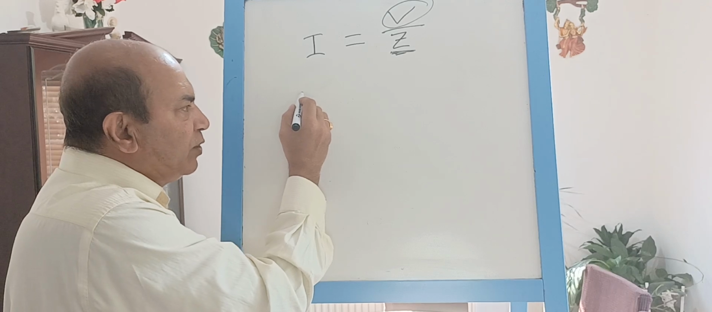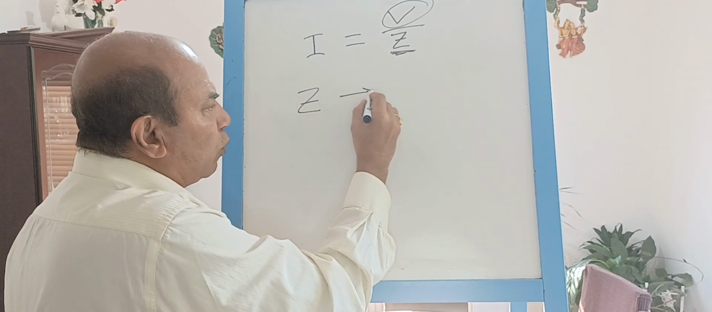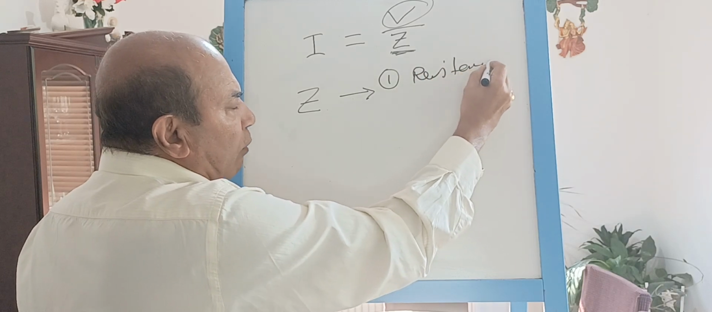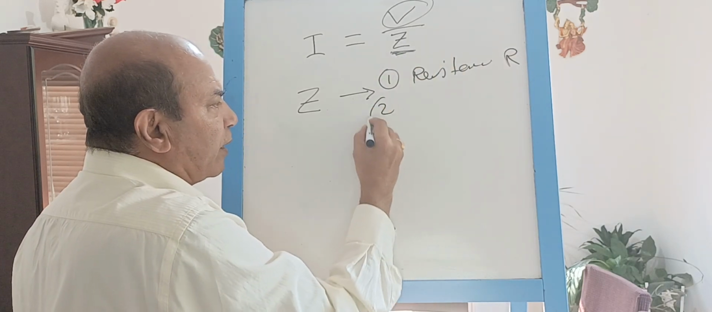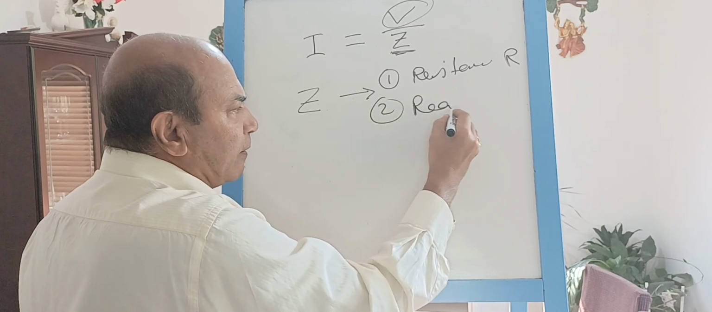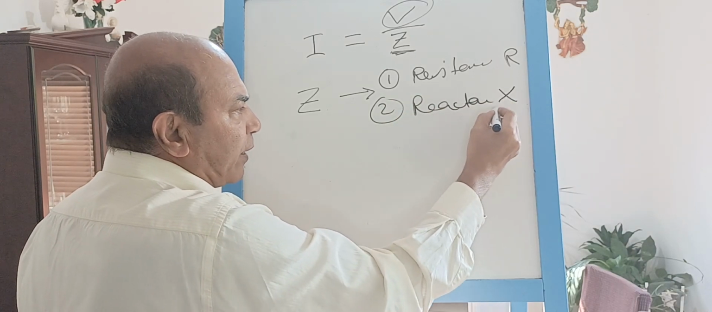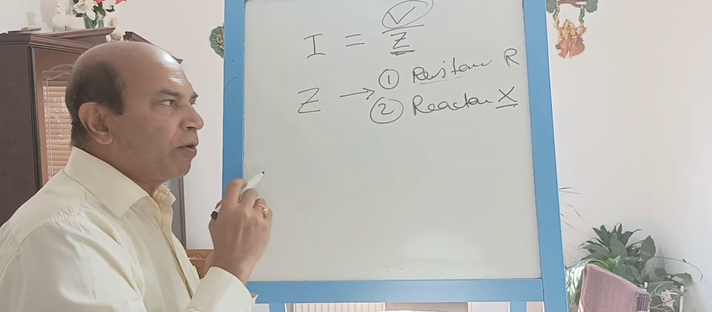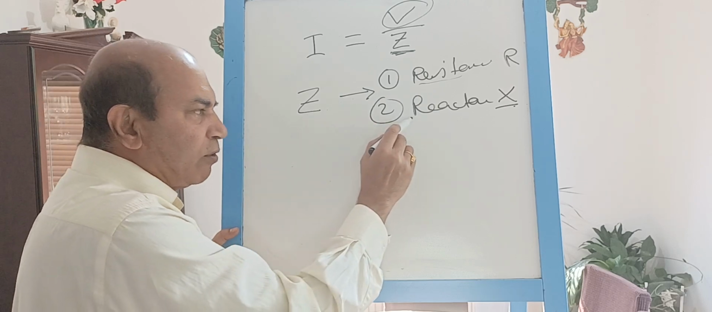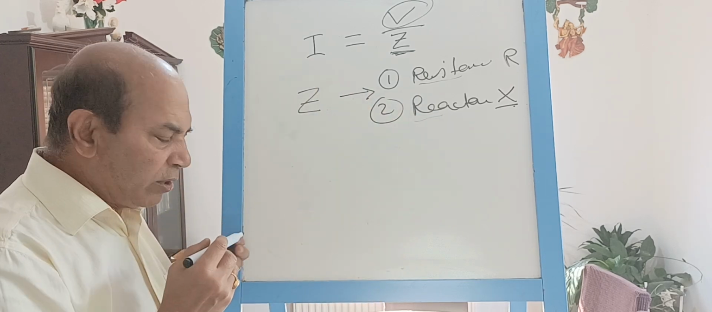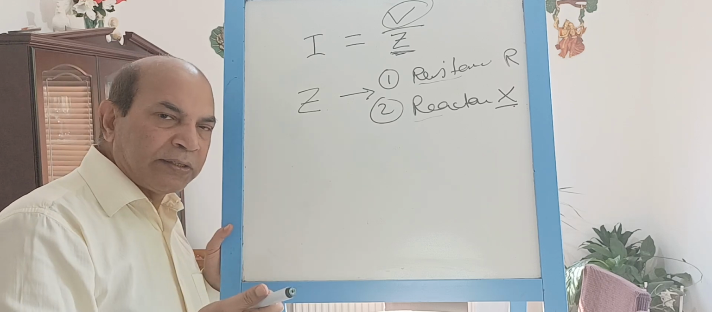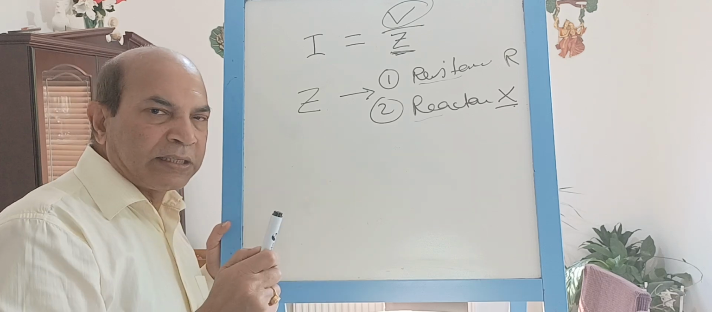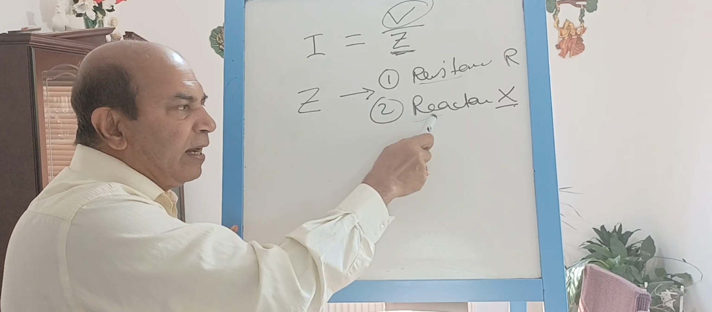This Z consists of two parameters. One parameter we call resistance, and the second parameter we call reactance. This is called reactance, and we represent it by X. Now resistance, we have learned very well from school level. Now the reactance also we have studied. There are two types of reactance. One could be inductive reactance, another could be capacitive reactance. In the case of most electrical circuits, it has a resistance as well as inductive reactance.